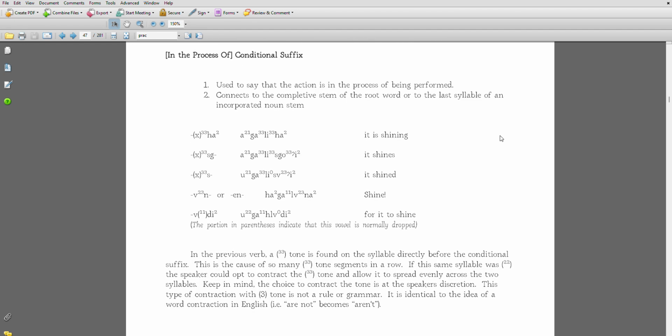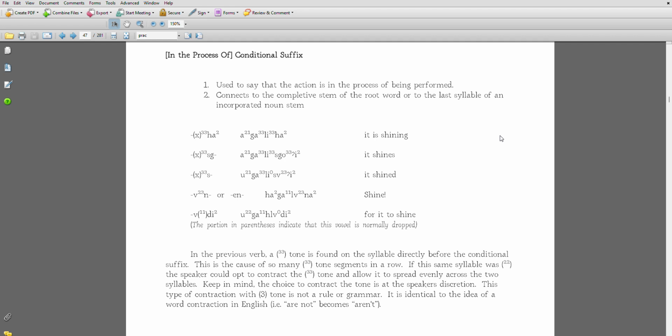In the process of. Used to say that the action is in the process of being performed. It connects to the completive stem of the root word or to the last syllable of an incorporated noun stem. Agaliha, it is shining. Agaliskoi, it shines. Ugasai, it shined. Hagalana, shine. Or ugalti, for it to shine.